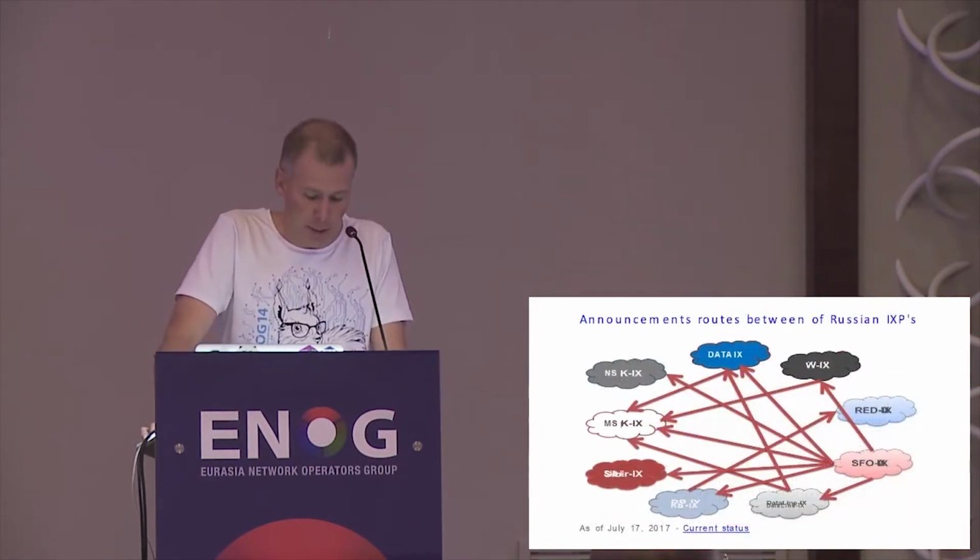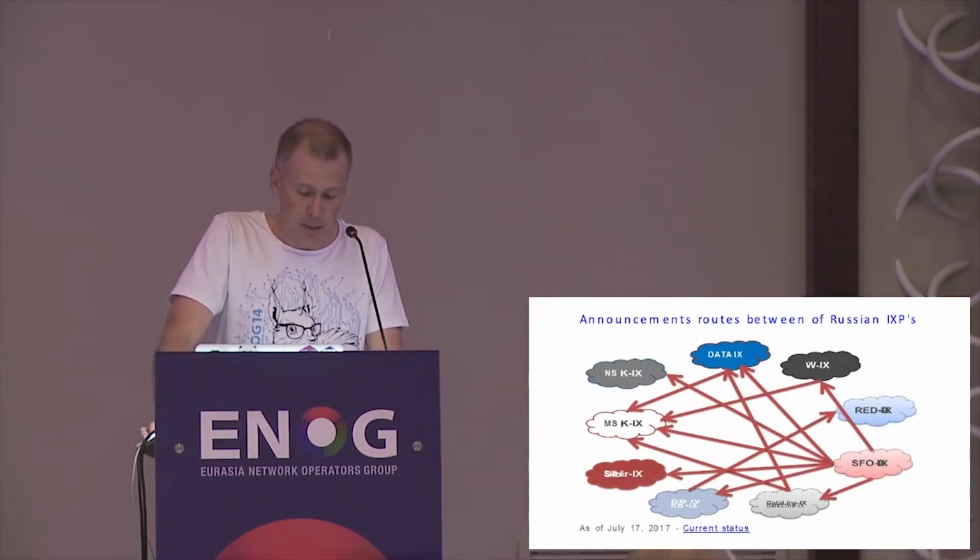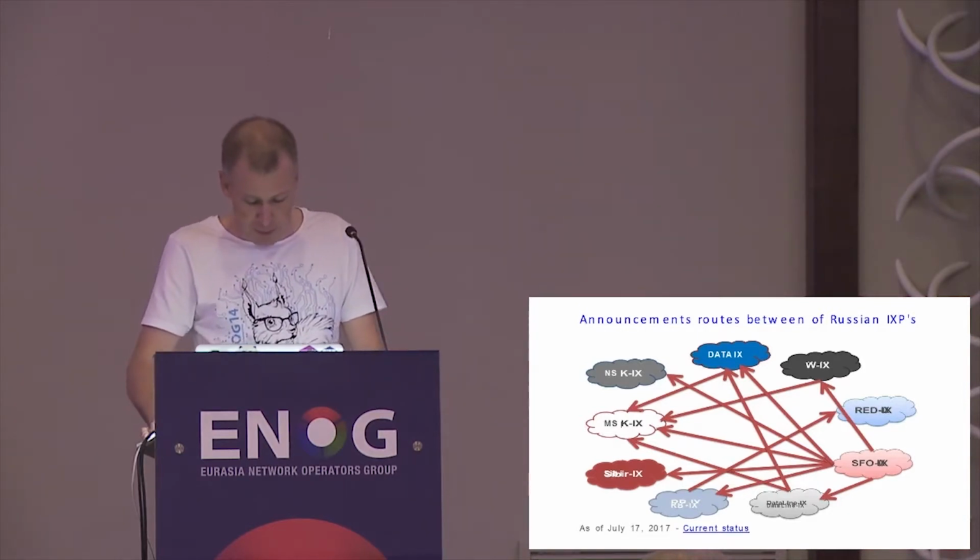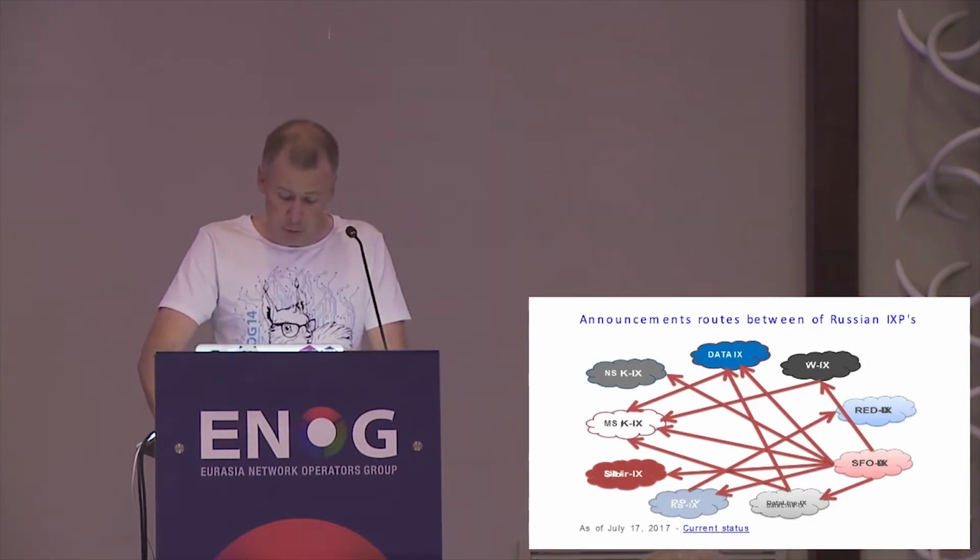Another slide is not so obvious. It shows the routes between the Russian IXPs. This situation, when part or all of the routes from one exchange point are referred to other IXPs, happens very often. This is information as of July 17th, but you can always check the current status.